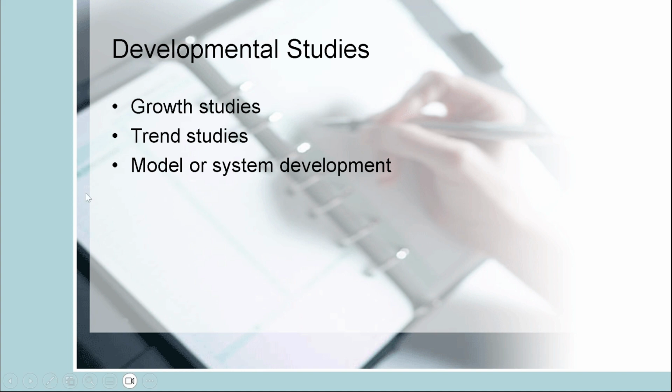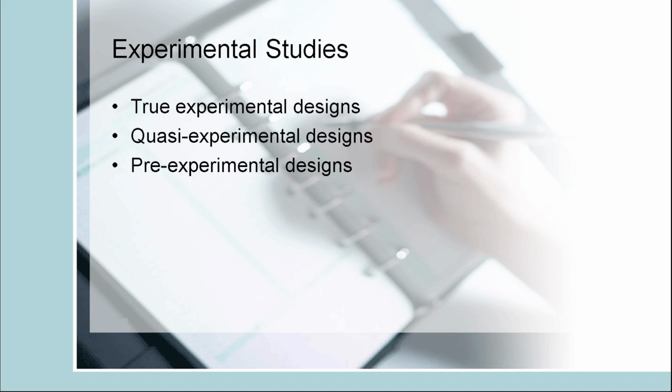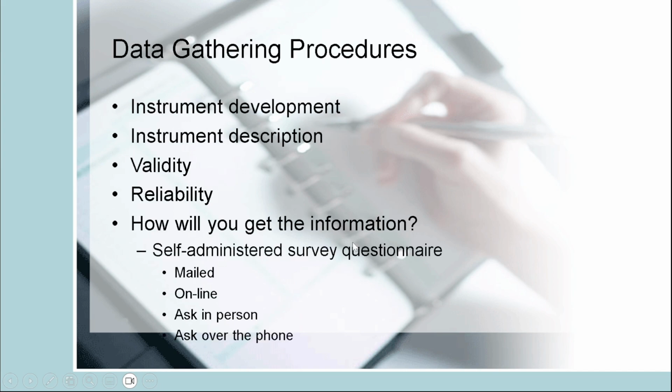Then developmental studies: we have growth studies, trend studies, and model or system development. We will not go through examples of this because all of you are doing either descriptive, experimental, or applied research. Then we have experimental studies, through experimental design, quasi-experimental design, and pre-experimental design. Then these are the data gathering procedures.